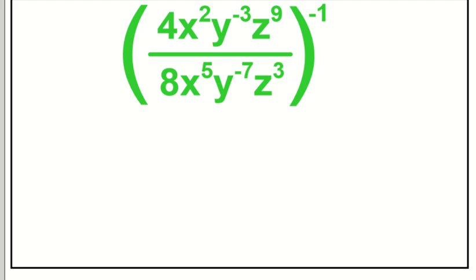Everything I got. 8x to the third power over 4, y to the fourth power, and z to the sixth power? Not quite. We gotta simplify our coefficients. 2x to the third power over y to the fourth z to the sixth.